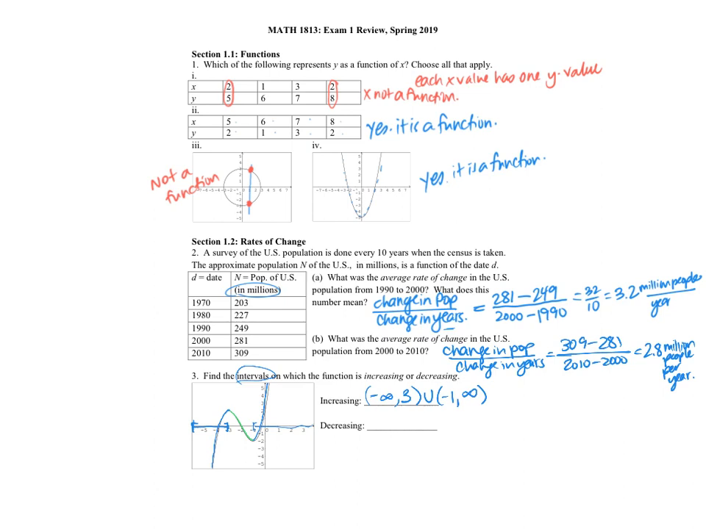And then the interval of x values on which it's decreasing, I'm just looking at the x values here, so it looks like from negative 3 to negative 1.